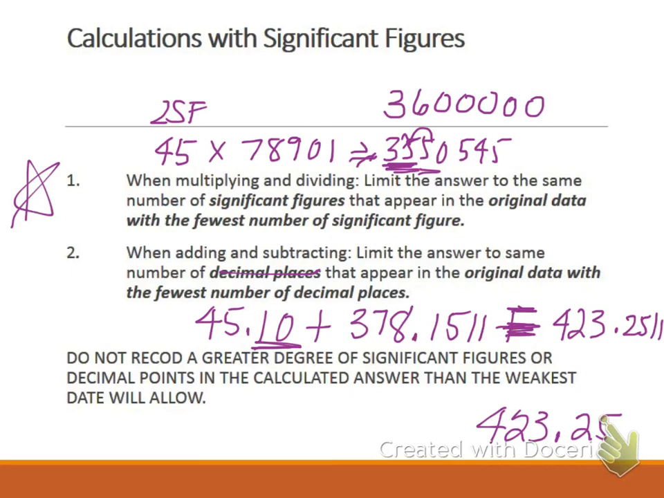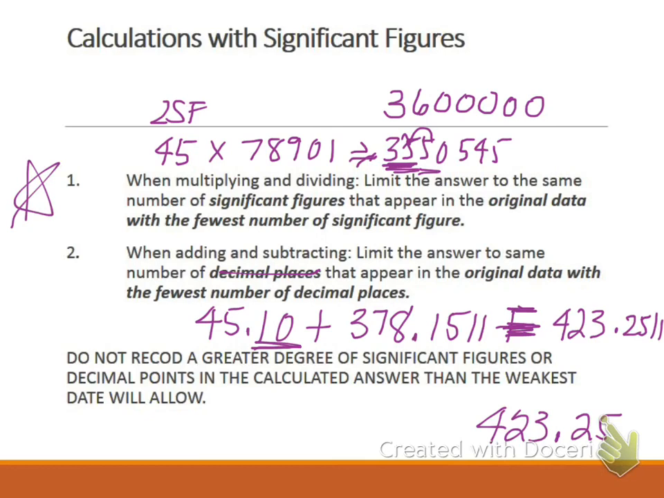Yes, sir. Okay, if you see the 45.10 and you see that it only has 2 decimal places, could you go to the 378 and take off the last 2, like take off the 1 1, so it only has 1 decimal place? No. No, okay. Yeah, and I'll show you why.